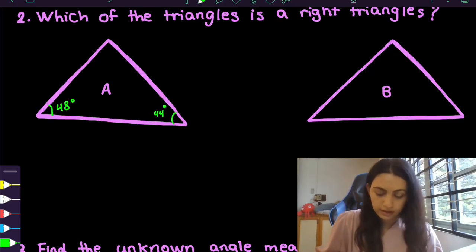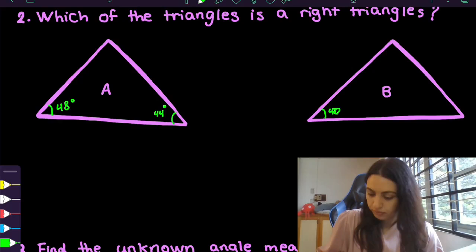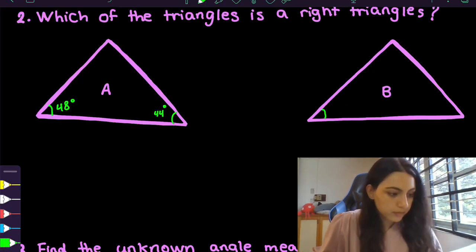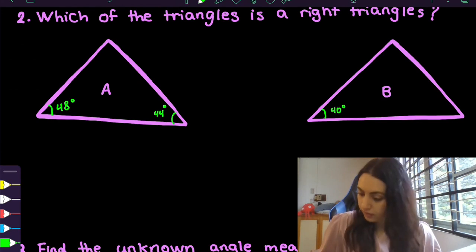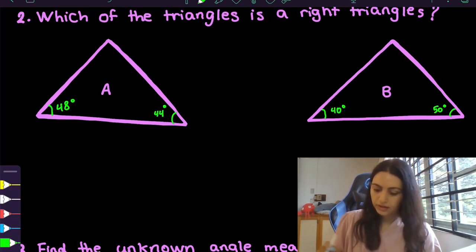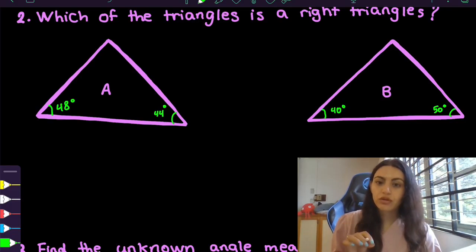And the other triangle, this one is 40 degrees. The other one is 50. Okay, so now we're going to use the rule that we just learned in the beginning of the lesson.